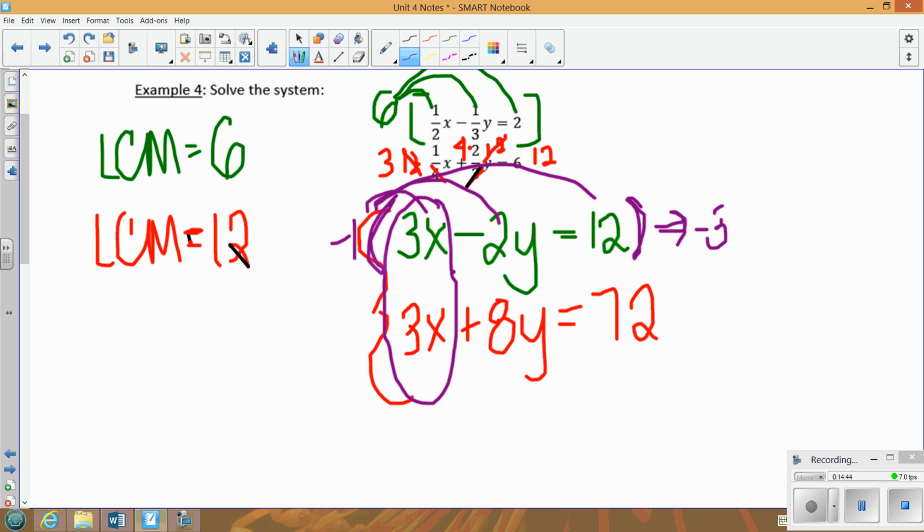So I'm going to have negative 3x. Remember, it doesn't matter which one's negative, whether it's the top or the bottom equation. So I'm just going to choose the top, and I'm switching all the signs. And then for the bottom equation, I'm just rewriting it.